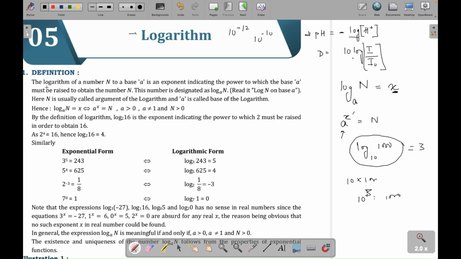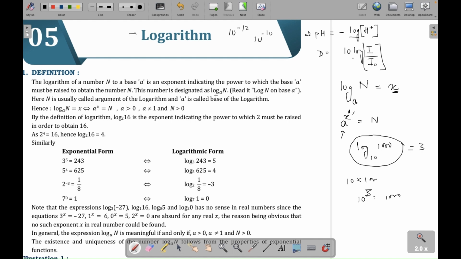So this is what the definition says. The log of a number n to a base a is an exponent indicating the power to which the base a must be raised to obtain the number n. If you solve this, you'll get the power or the exponent, right? So log is basically this x. This number is designated as log n to the base a.